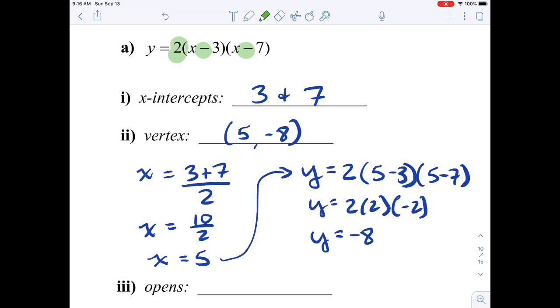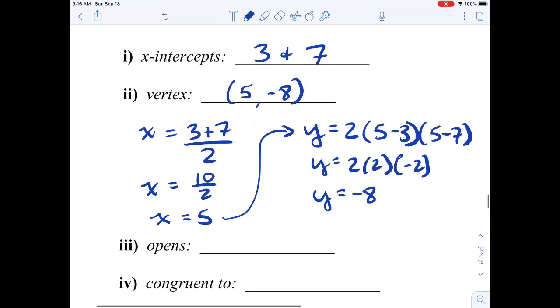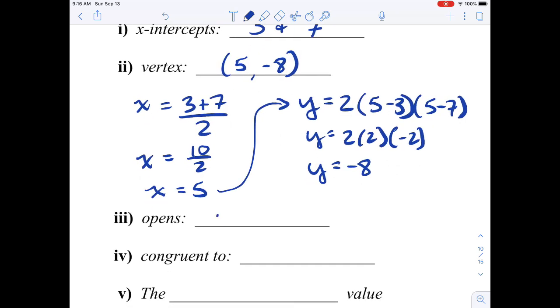We can now also make note of this fact that the a value is positive and it's a 2. So that means it's going to open up because it's positive, and because it's a 2, it's going to be congruent to, it's going to have the same shape as any parabola that has a 2 as its a value. So it's going to follow the same shape as the most basic thing that has a 2 as its a value, which is y equals 2x squared.